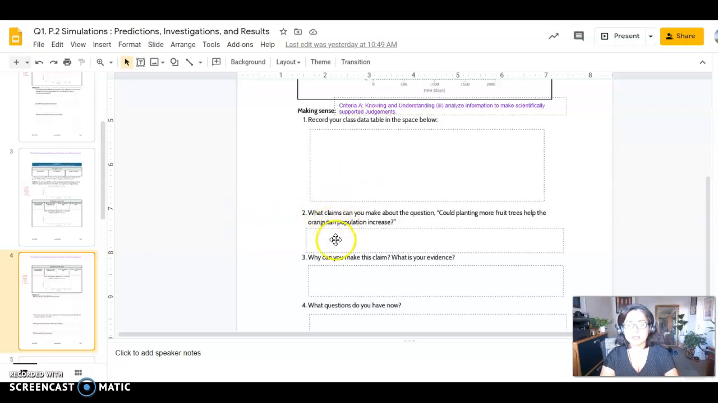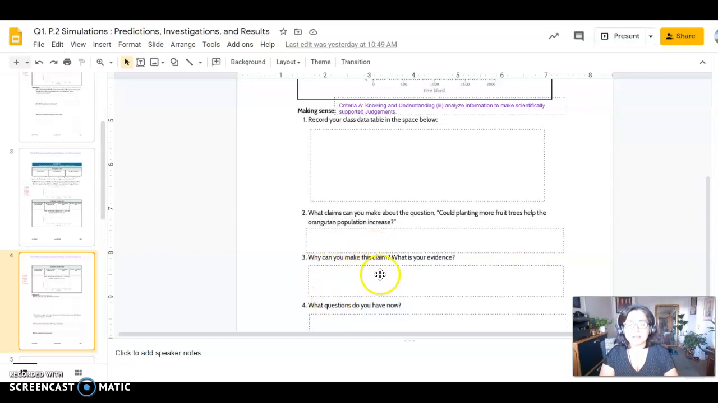Then number 2, it asks what claim can you make about the question, could planting more fruit trees help the orangutan population increase? Remember, a claim is an answer to this question, and the answer has to be in one sentence. So you're kind of making a statement that answers this question. Okay, so that is your claim.